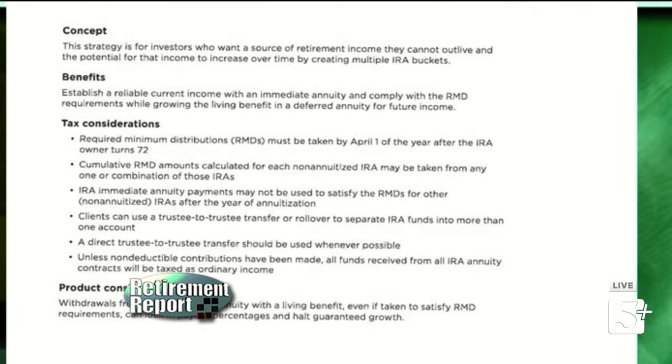So you're establishing a reliable current income with an immediate annuity, which, by the way, is also going to comply with your RMD requirements, while growing the living benefit in a deferred annuity for future income. In other words, I can start out with a certain amount of income that I need right now, immediately, in that first year, for maybe 3 to 5 years or however long I want that to run. And then I'm going to have one that is growing on a deferred basis for 3 to 5 years, and then I'm going to start taking income from it.